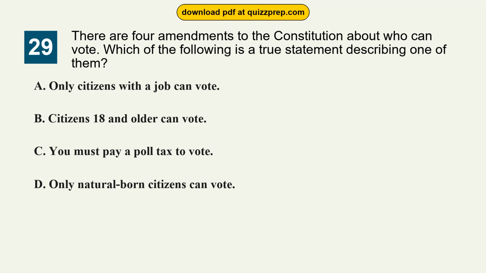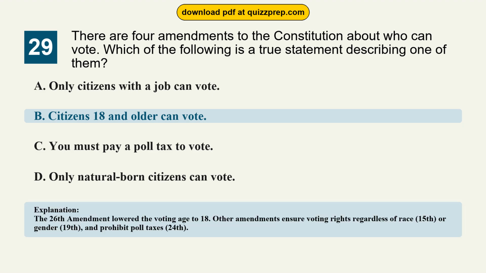Question 29. There are 4 amendments to the Constitution about who can vote. Which of the following is a true statement describing one of them? Option A, only citizens with a job can vote. Option B, citizens 18 and older can vote. Option C, you must pay a poll tax to vote. Option D, only natural-born citizens can vote. The correct answer is option B, citizens 18 and older can vote. The 26th Amendment lowered the voting age to 18. Other amendments ensure voting rights regardless of race, 15th, or gender, 19th, and prohibit poll taxes, 24th.